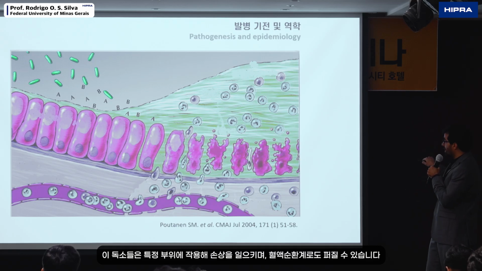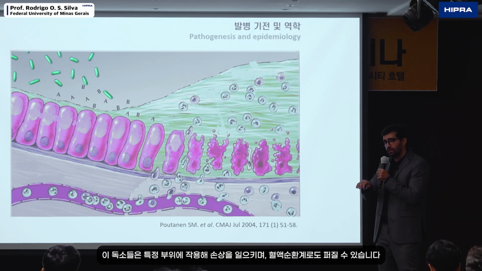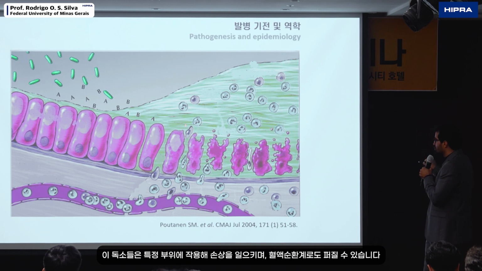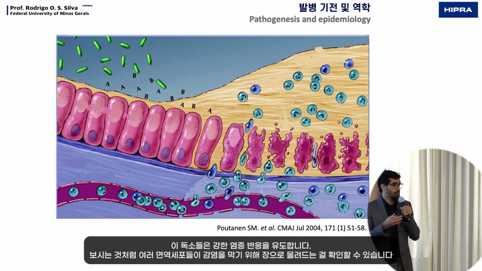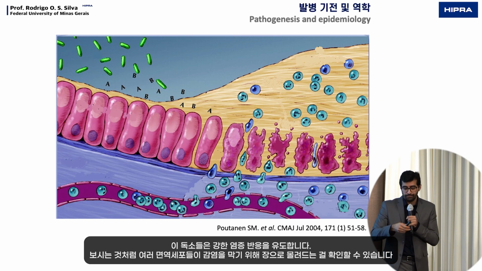These toxins will act in the enterocytes, in the intestine, and in addition to the direct lesion caused by these toxins, they will also reach the circulatory system. These toxins will induce a huge inflammatory response. As you can see here, several cells migrating to the intestine, trying to fight this infection.